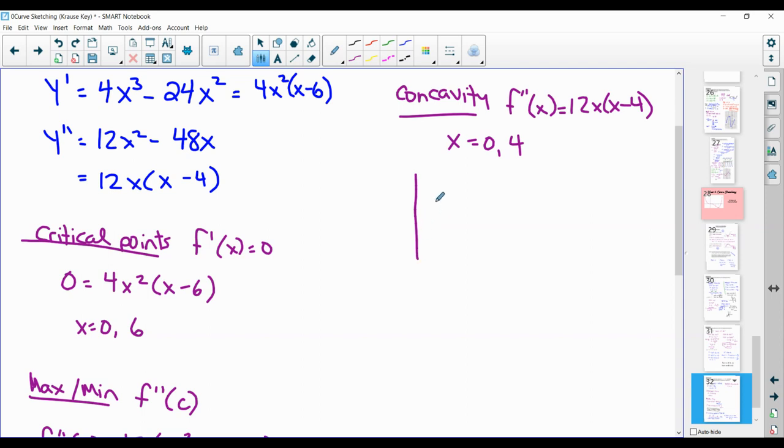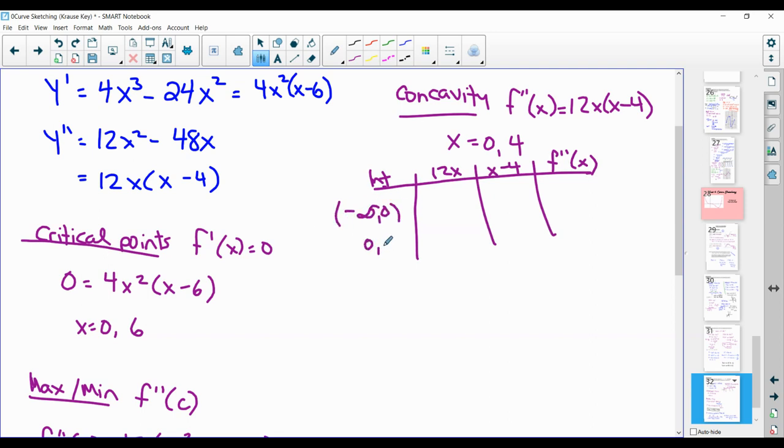Again, you could use a number line or you can use a chart. I'll show you the interval chart here. We've got 12x, we've got x minus 4, and then we're looking at how that actually affects the second derivative. The first interval is negative infinity to 0, then 0 to 4, and 4 to infinity. So we have negative, negative, and positive, positive, and negative, making it negative again.